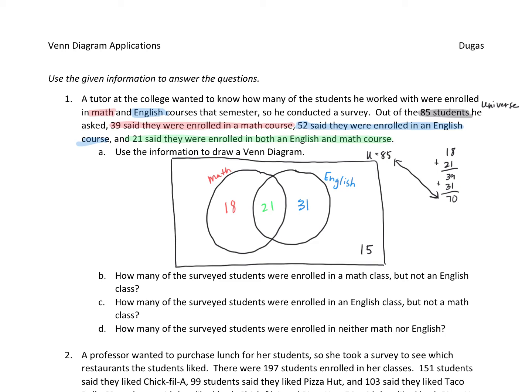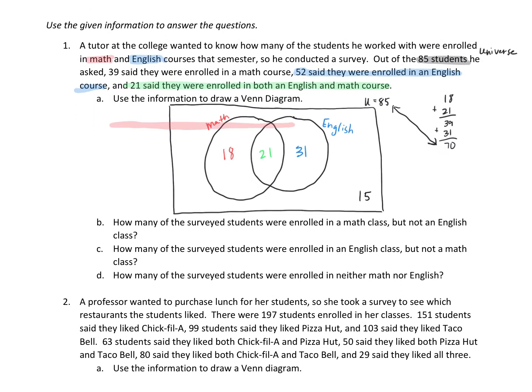So now all of my numbers inside the rectangle and circles all add up to 85, so that checks. The two numbers in the English circle add up to 52, that checks. The two numbers inside the math circle add up to 39, so that checks. So there's my Venn diagram.